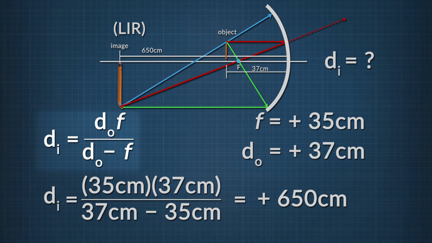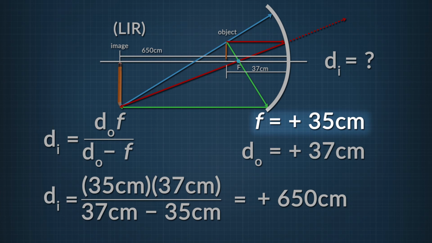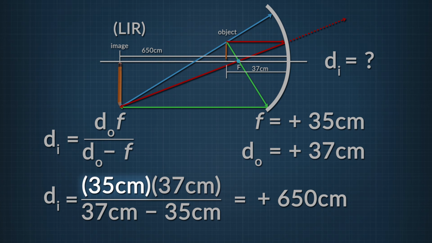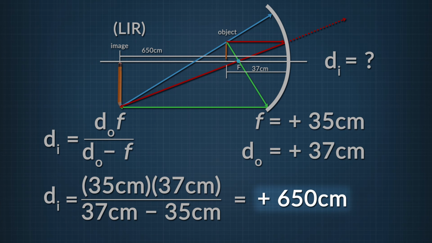We'll again use the mirror equation, modified to solve for image distance d sub I. In this example, focal length is positive since the mirror is concave, and object distance is positive since that's always true. So the image distance equals 35 centimeters times 37 centimeters divided by 37 minus 35 centimeters. After all the calculations and keeping two significant digits, we find our image distance to be positive 650 centimeters.